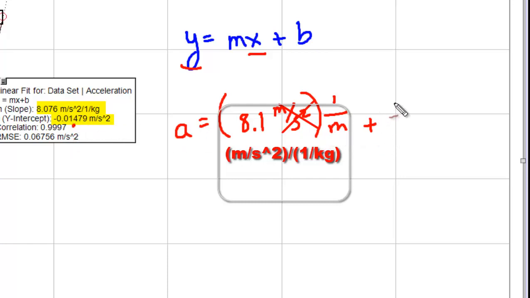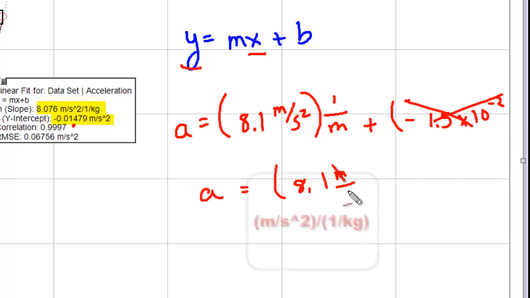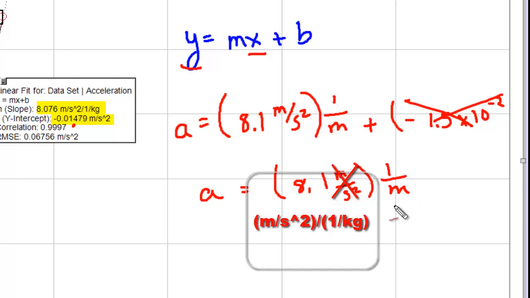I suppose I could say it's negative 1.5 times 10 to the negative 2, but that doesn't really make a lot of sense. It's really just rounds to 0. So I'm going to rewrite this a little bit neater. I have A equals 8.1 meters per second squared times 1 over m. And that would be the formula for that particular line.